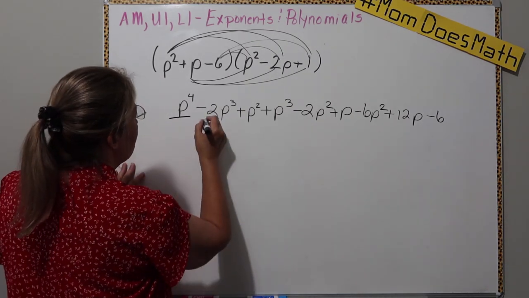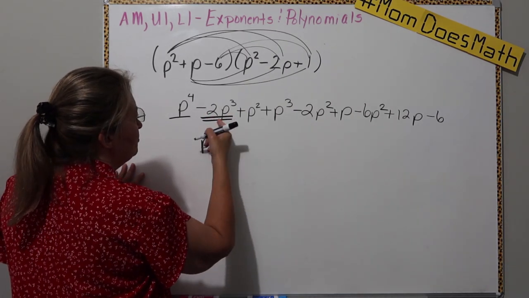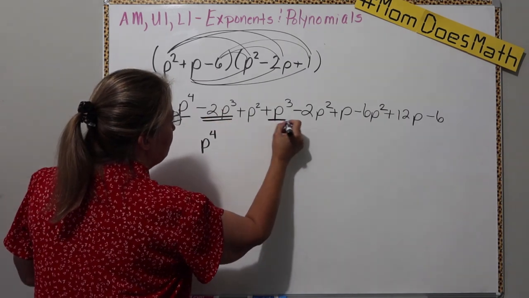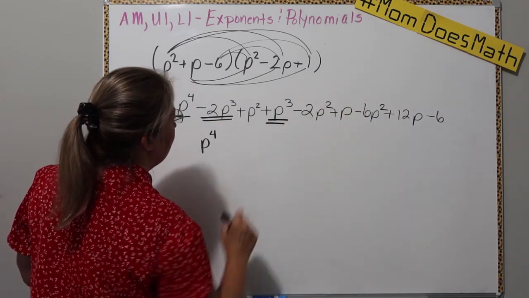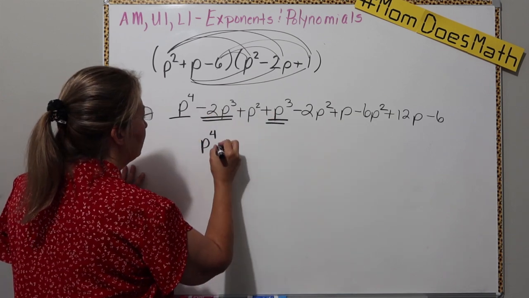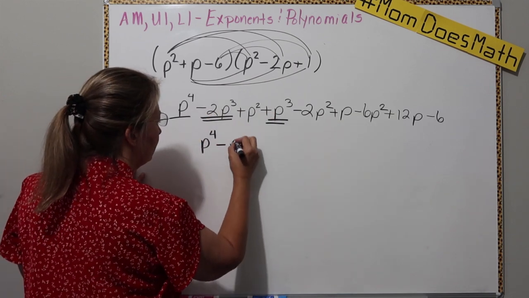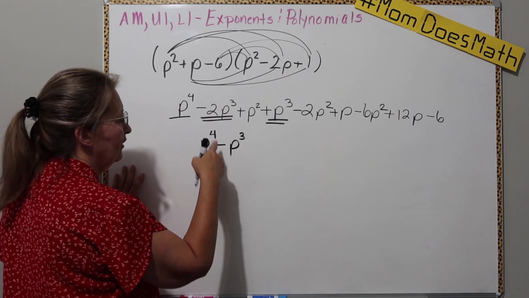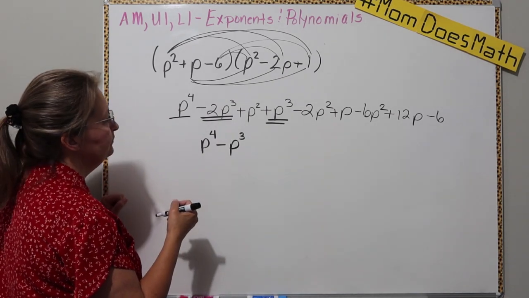Now let's look at this one. Do I have anything that matches P to the 3rd? Well, here's a negative 2, here's 1, and that's it. So negative 2 plus 1 gives you negative 1 P to the 3rd. And you don't have to put the 1, it's understood.